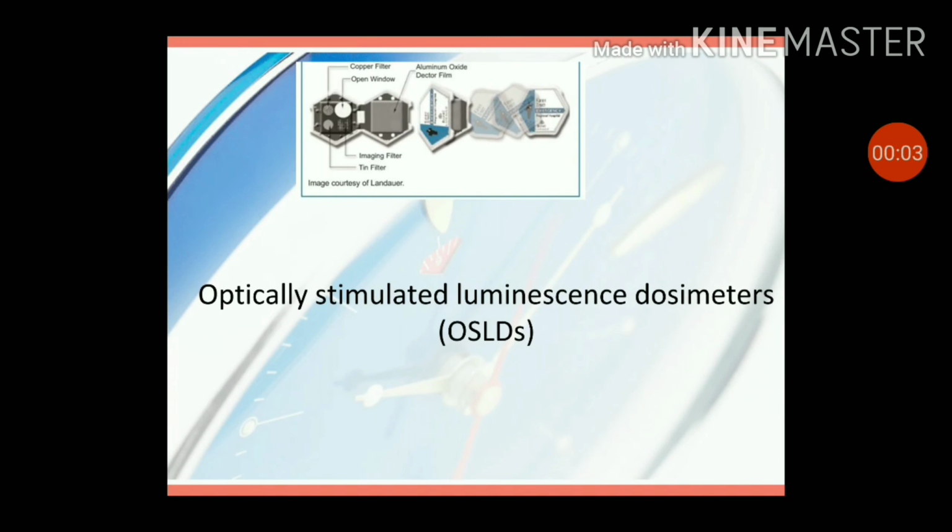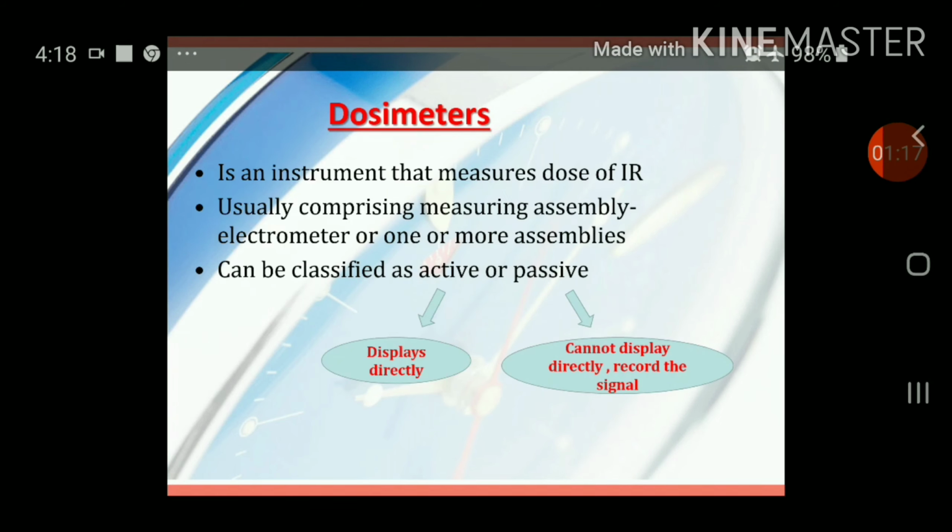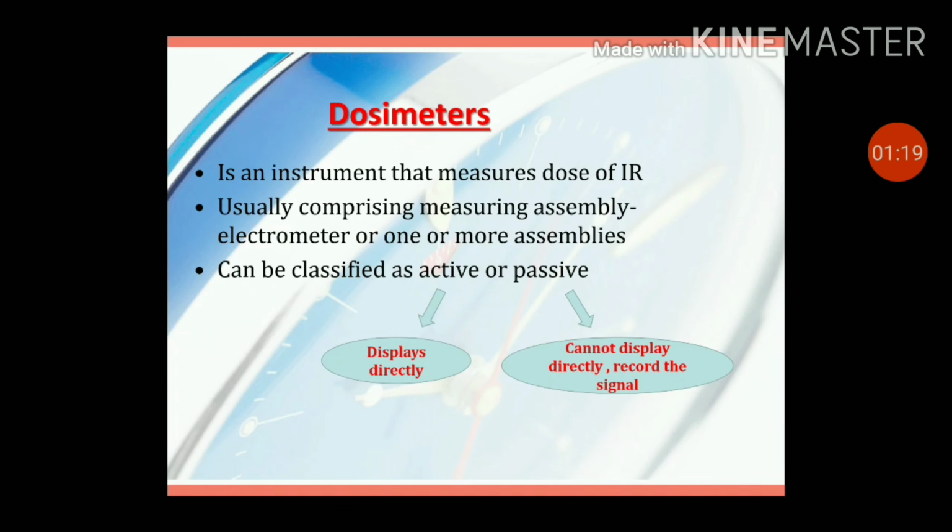OSLD or OSLDs are optically stimulated luminescence dosimeters. First of all, we should know about the dosimeter. What is a dosimeter? A dosimeter is an instrument that measures the dose of ionizing radiation. Usually, it comprises a measuring assembly like an electrometer that will read the dose, and one or more assemblies like this. And we can classify the dosimeter into two categories.